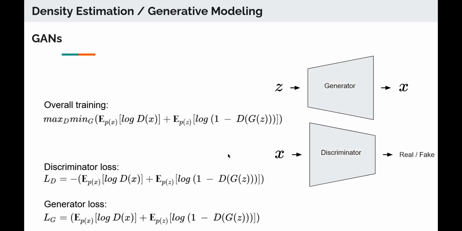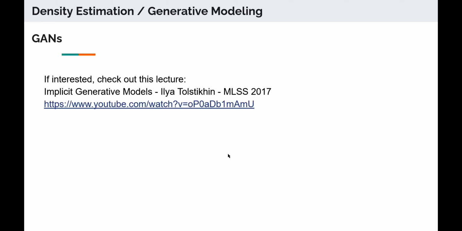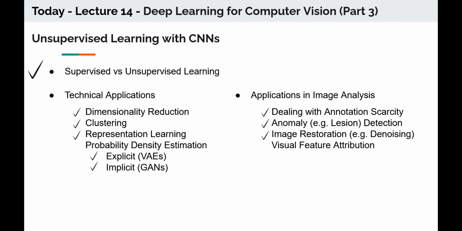Okay, so that's about GANs, and if you're interested in looking at more details of these models, I can very highly recommend this video. It was given at a machine learning summer school a few years ago, and it's really very nice. You can have a look at that if you're interested. It's about 2 or 3 hours long, but especially if you're planning to work on these things, it makes a lot of sense to understand this very nicely. Okay, so this is what we did now.